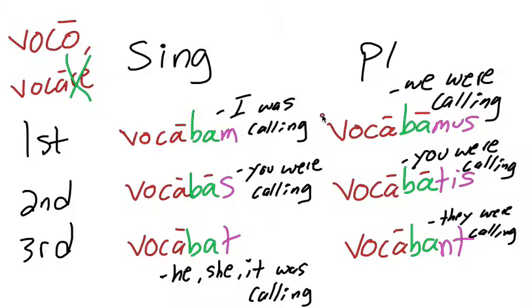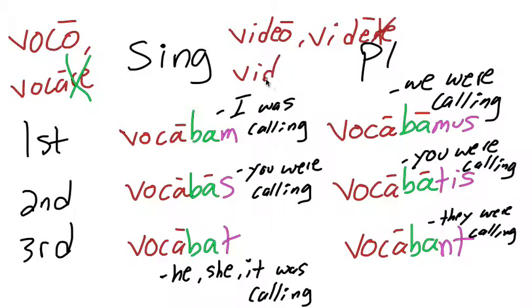And if we were to take a second conjugation verb, for instance, if we were to take the verb video, videre, okay, we would take off the re and we would conjugate it the same way. The first person singular would be videbam, and then videbas, videbat, etc. The only difference between first and second, of course, is that first conjugation has an A as its stem, and second conjugation has an E as its stem, but they're conjugated in the exact same way.